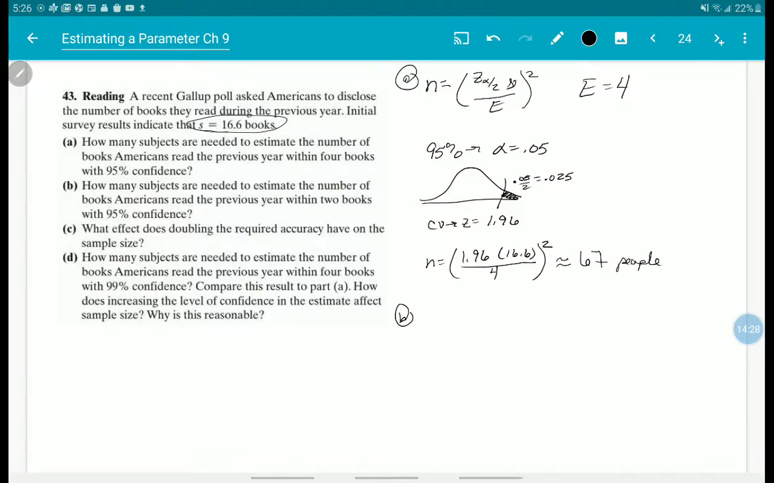A is asking us, what if we want to be accurate within 2 books? So we're changing that margin of error to 2. Notice the critical value is going to stay the same because our confidence is still 95%. So the formula is going to be a little bit different. If we want to be accurate within 2 books, then we're going to need 265 people. So you can see that if we want that margin of error to be smaller, then we have to increase that sample size. So that's what C is asking. Decreasing that margin of error is going to increase that sample size.